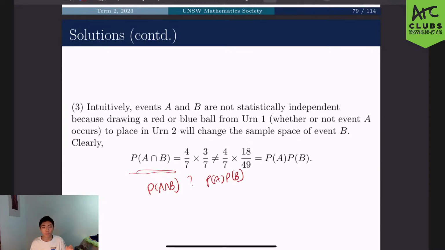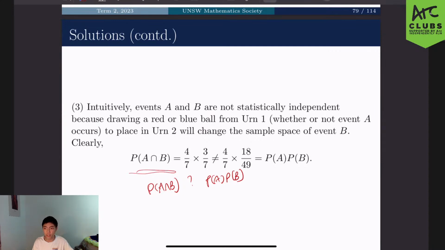Obviously, if you think about it, depending on the color that you've drawn from the first urn, if it was red, you'll have a different number of totals, and if it was blue, you'll also have a different number of totals. So depending on the ball that you picked, you should get a different probability. If you just think about it, the probability should be different.